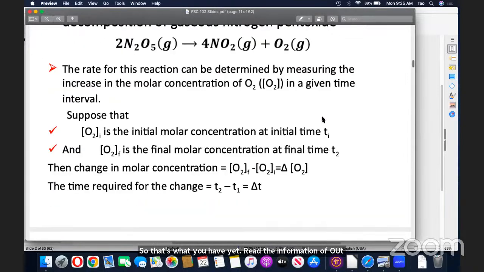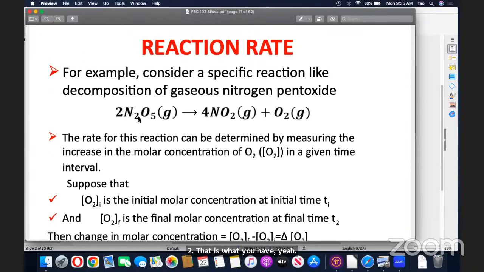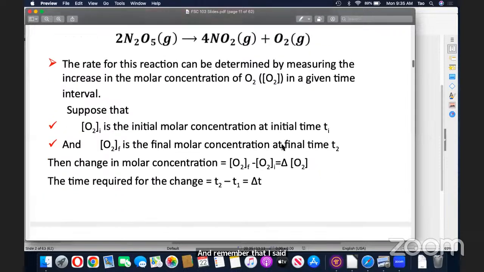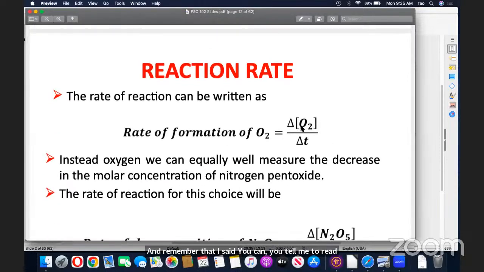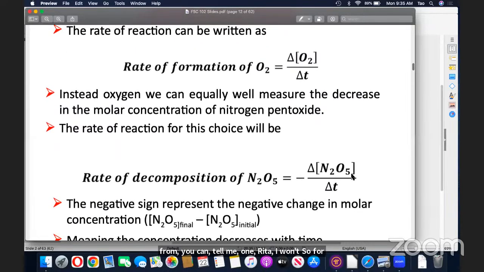And remember that I said you can determine one rate here, one rate here, one rate here. So for oxygen, it's the final concentration minus the initial concentration divided by time. It's the same thing also for nitrogen pentoxide. Now, this is important. I need to mention this. You can see that there's a negative here, there's no negative here. I forgot to mention that, I'm sorry. When you're writing rate of formation of O2, there's no negative there. But when we're writing the rate of decomposition, there's a negative.